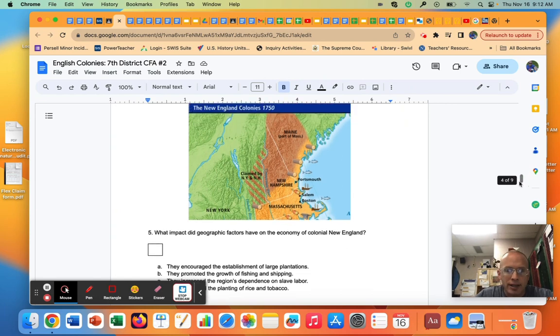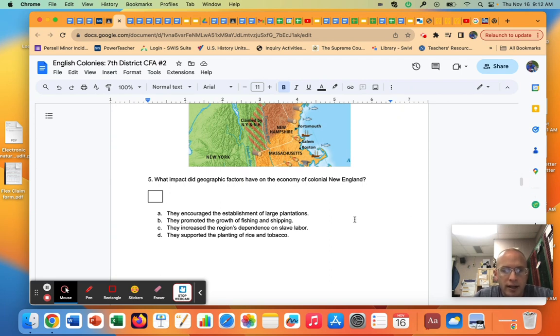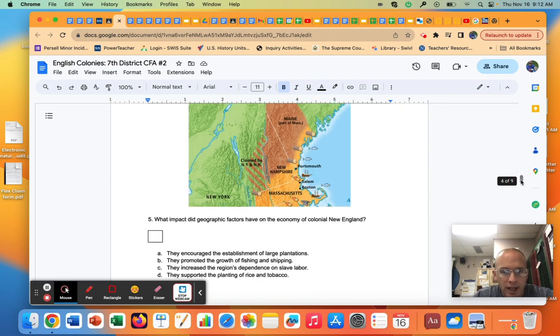Again, we got another map. It's the New England colonies. What impact did the geographic factors have on the economy of the colonial New England? All right, so how did the geography affect the economy of the New England colonies? Here are your choices. Letter A, they encouraged the establishment of large plantations. B, they promoted growth of fishing and shipping. C, they increased the region's dependence on slave labor. Or last but not least, D, they supported the planting of rice and tobacco. So look at the image here. Which one is true?